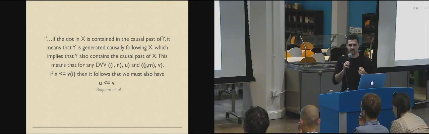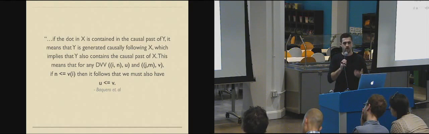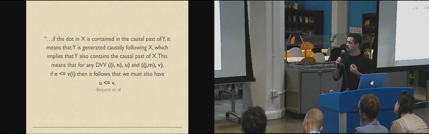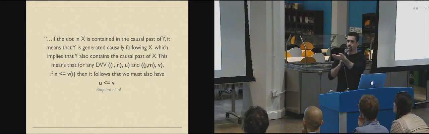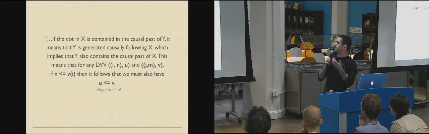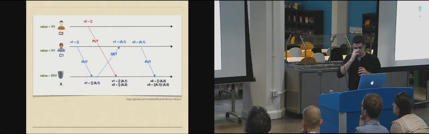But the one that's important in terms of seeing how it solves our specific problem is this property that between two dotted version vectors we can look at the dot, and if the dot is contained in the causal history or the version vector of the other dotted version vector, then we know that the entire causal history is actually contained within that version vector. And so we can use that when we're performing updates. So again, this is the same diagram, but in this case, we're using dotted version vectors.